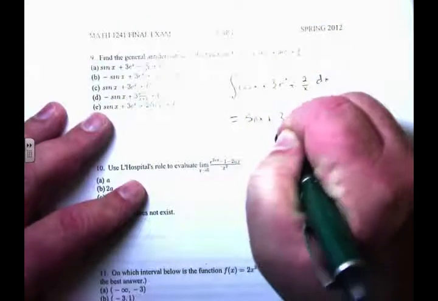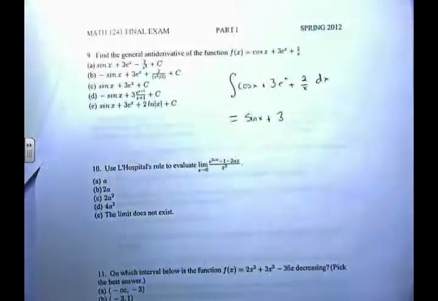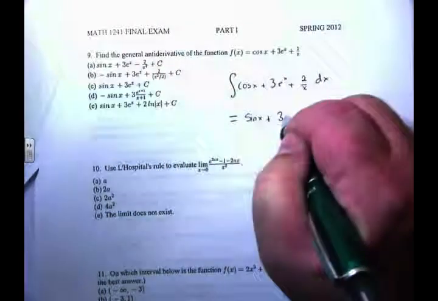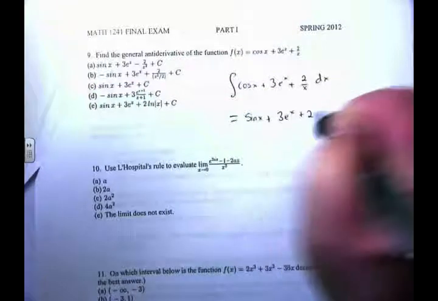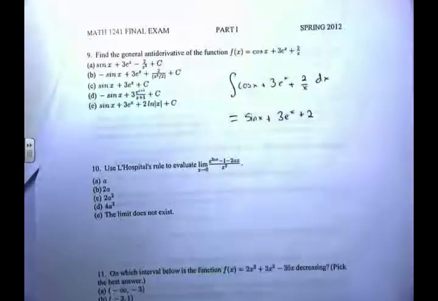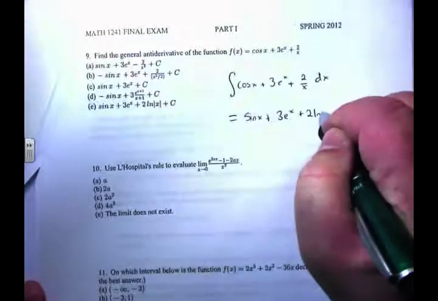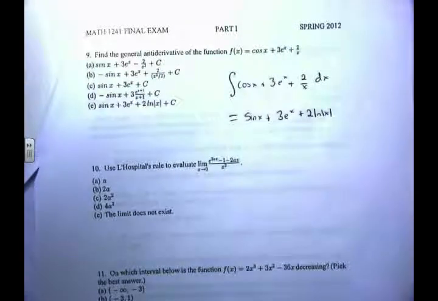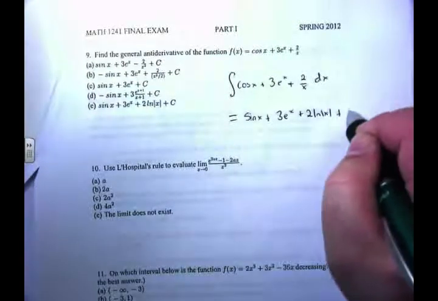Plus 3. What is the antiderivative? 3 is a constant, leave it alone. What is the antiderivative of e to the x? e to the x. Plus 2 is a constant. Leave it alone. It's 2 over x, but 2 is a constant, so it's 2 times 1 over x. That's a special rule. What is the antiderivative of 1 over x? Natural log, officially absolute value of x. And anytime you're taking the antiderivative, what do you got to put? Plus c.